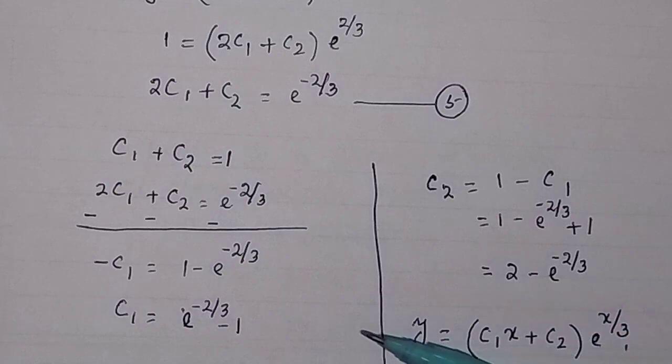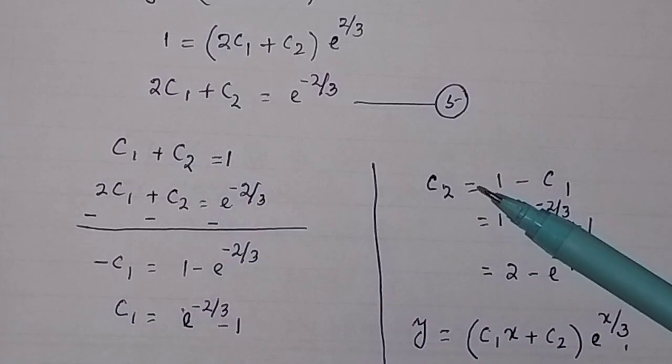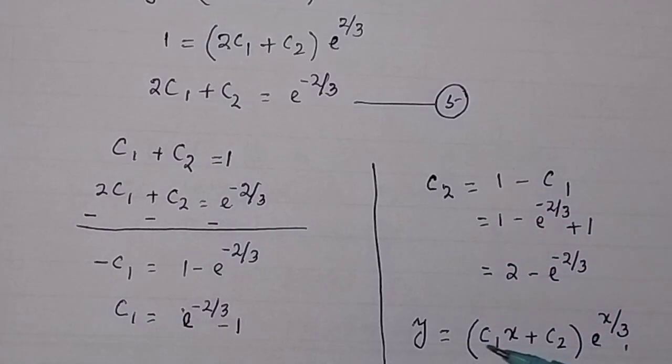So you have got the two constants, one is c1 and another is c2. And the equation is y equal to c1 x plus c2 into e to the power x by 3. So if you put the values of c1 and c2 here, then you will get the required solution for the given differential equation. Thank you.